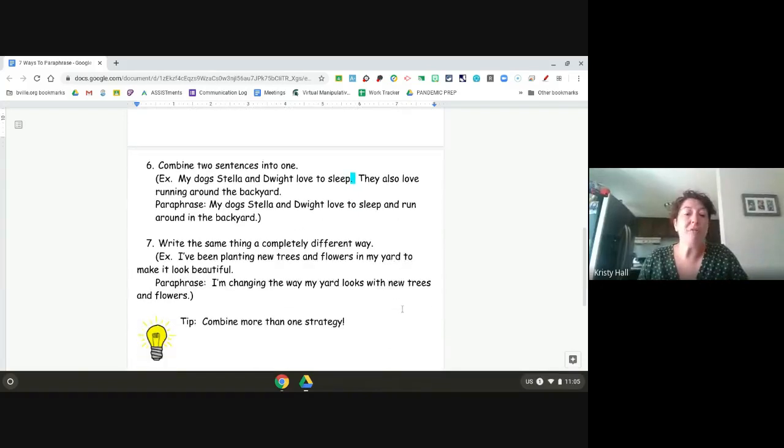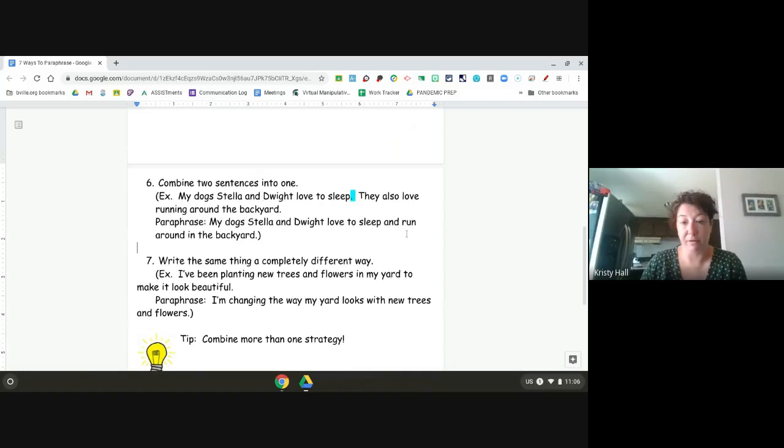And then you can just write the same thing in a completely different way. So here's an example. I've been planting new trees and flowers in my yard to make it look beautiful. Paraphrase that. I'm changing the way that my yard looks with new trees and flowers. Here's a tip. If you combine more than one strategy, you're going to do a great job of paraphrasing.